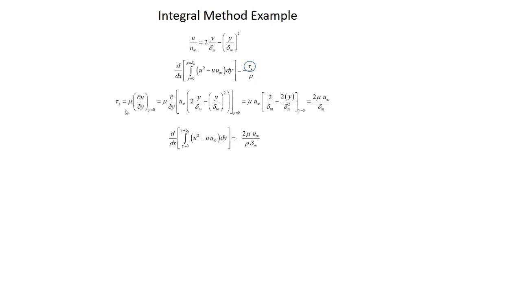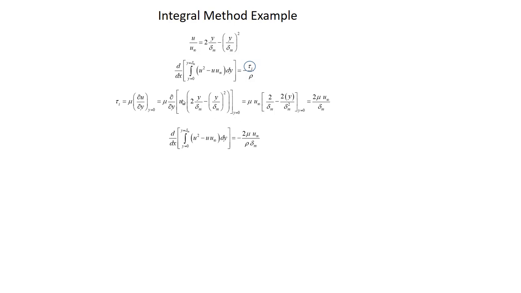So if you remember, the shear stress is mu times du dy, and if I'm talking about the shear stress at the surface of the plate, I would evaluate that at y equals 0. Well, I have a velocity distribution, so I need to evaluate that at y equals 0, and that's what I've done here. I've plugged this velocity distribution into this derivative right here. So mu times d dy of u infinity times 2y over delta m minus y over delta m squared. Right? So I got to take this derivative and evaluate it at y equals 0.